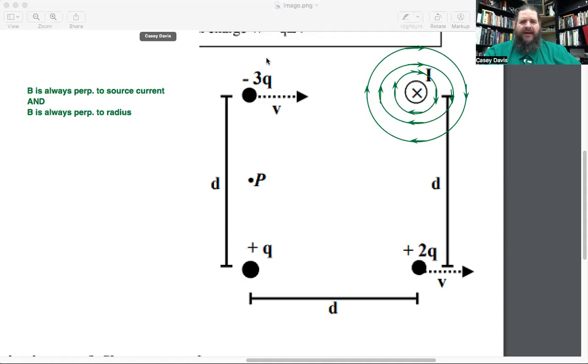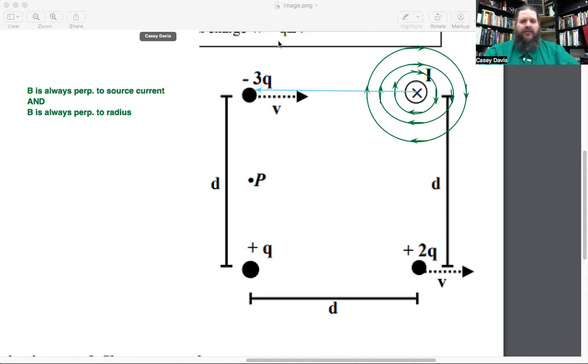So if we were to draw a radius vector here, a radius vector is just from the source charge, or in this case, the source wire, out to the location of interest. So we have an inwards pointing vector and a leftwards pointing vector. Those two vectors, inward and leftward, form a plane. What are the only possible directions perpendicular to that plane? That is perpendicular to leftward and perpendicular to inward. Up or down? Right.